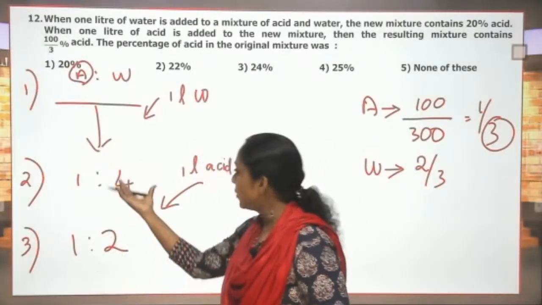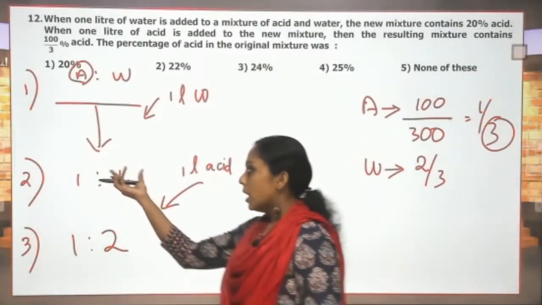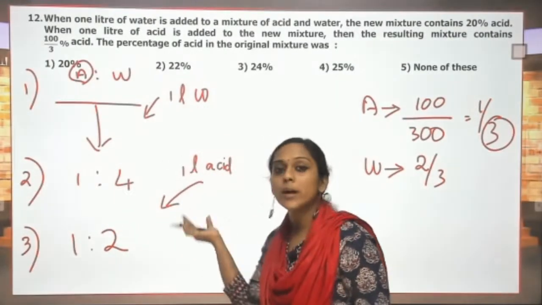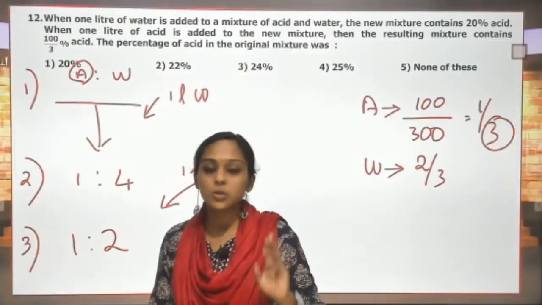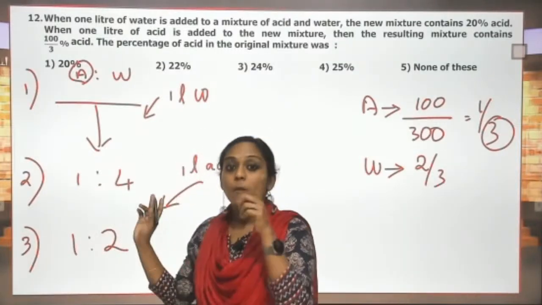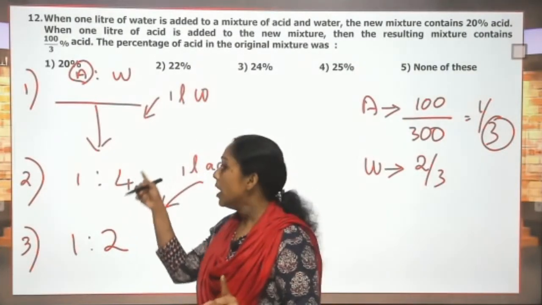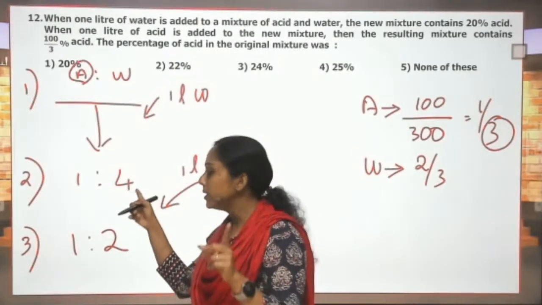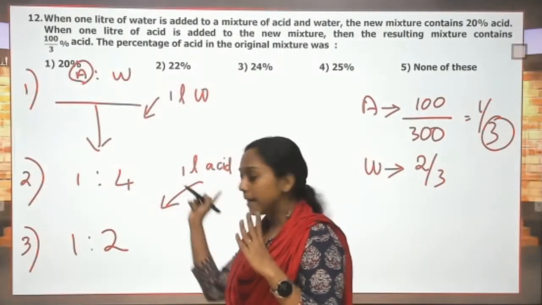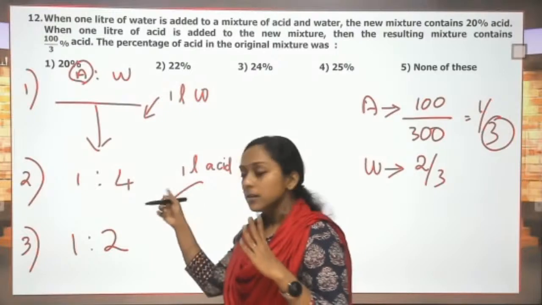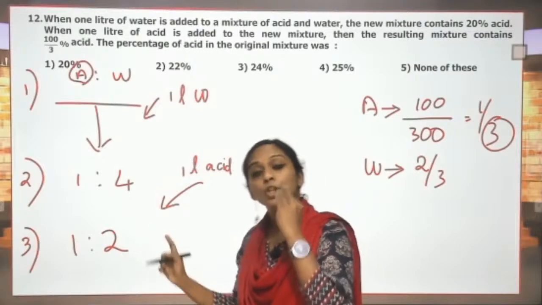So I am starting from here. See, between the second and third mixture, what was the change? To the second mixture, I just added 1 liter of acid. So the change should be there only for acid. Because I added only acid, the water content should be same. The water content in the second mixture ratio is 4. Since I haven't changed the water, the water content should be same in the third mixture, which should be 4 itself.